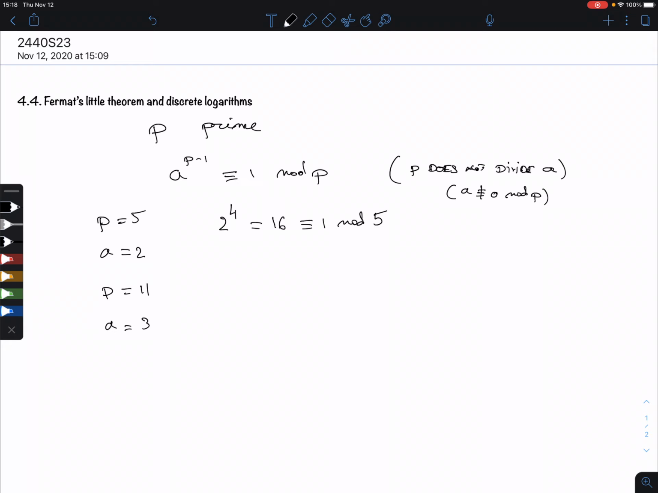Now, this gets a little bit more tricky to find, right? Because now we have 3 to the power 11 minus 1, which is 10. So be careful. This is something you have to pay very much attention to. It's not the p itself, the exponent. It's p minus 1. So 11, so we put 3 to the power 10. Is this equivalent to 1 mod 11?